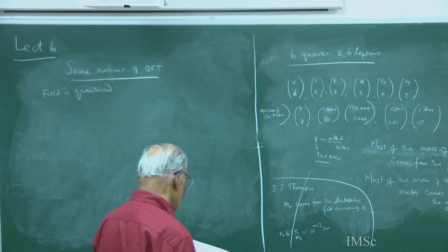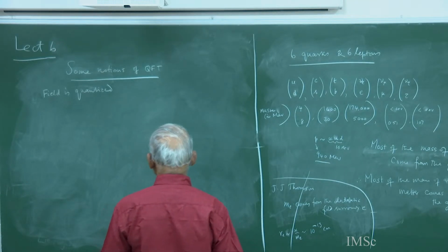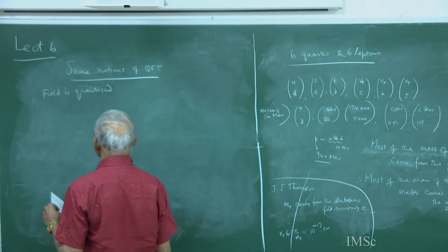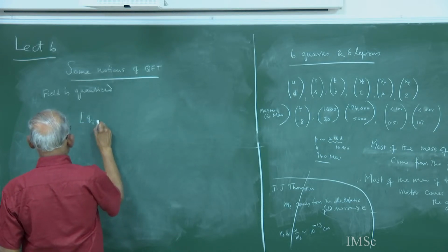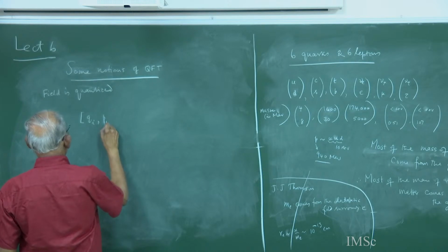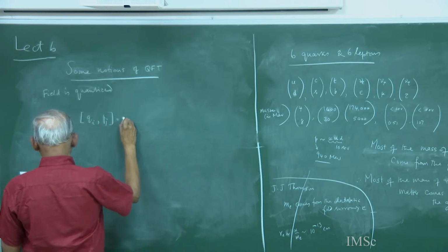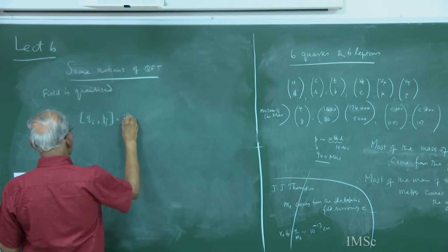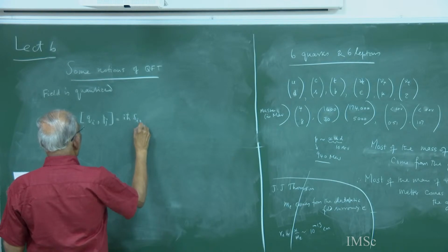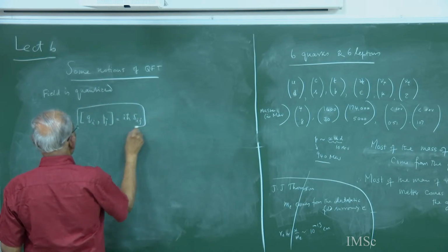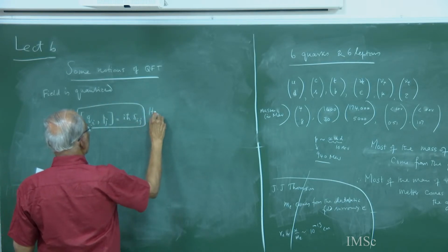Any dynamical system is quantized by using the so-called Heisenberg commutation relations. What are they? The commutator of Qi and Pj is i h-bar, where h-bar is h over 2 pi, Planck's constant divided by 2 pi. These are called the Heisenberg commutation relations.